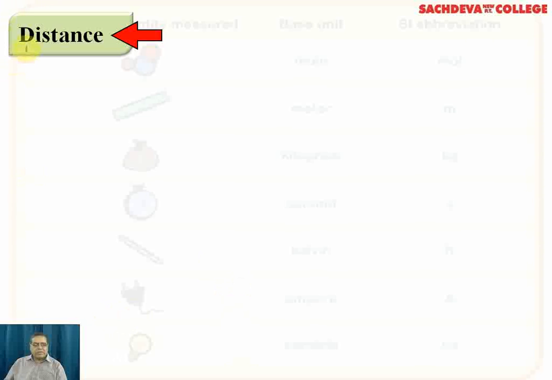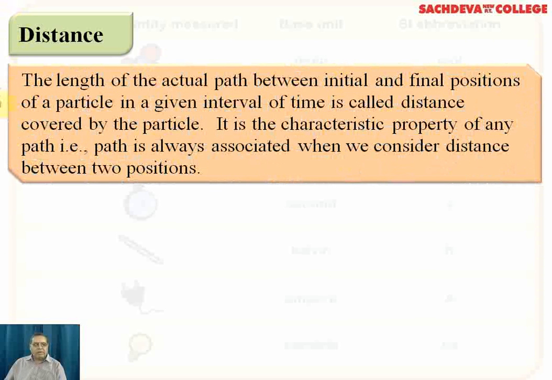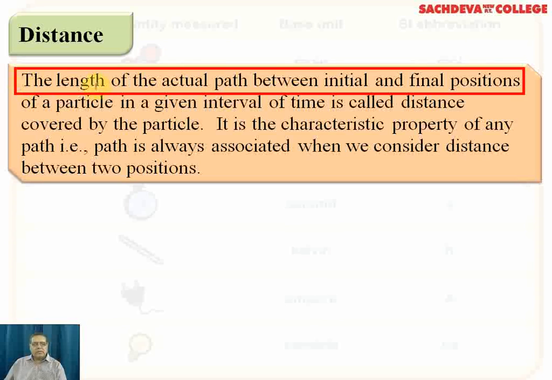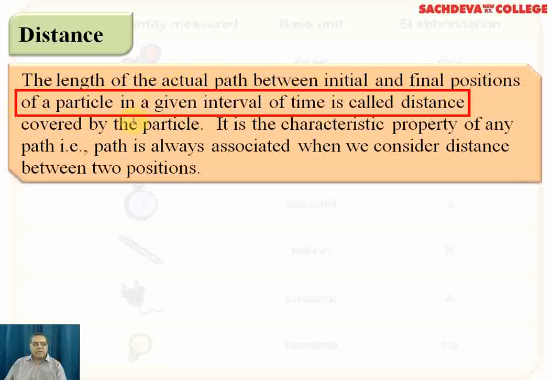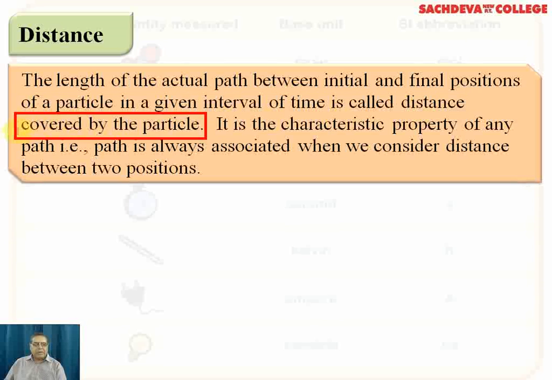Now we come towards distance. When we speak of distance, it is the length between two fixed points without any reference to direction. Its CGS unit is centimeter, and the MKS or SI unit is meter. If we want to write its dimension, it will be M^0 L^1 T^0. So distance can be expressed as the length of the actual path between the initial and final position of a particle in a given interval of time, and that is what is called the distance covered by the particle.